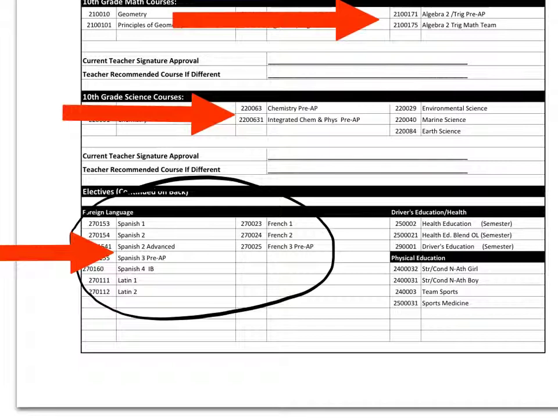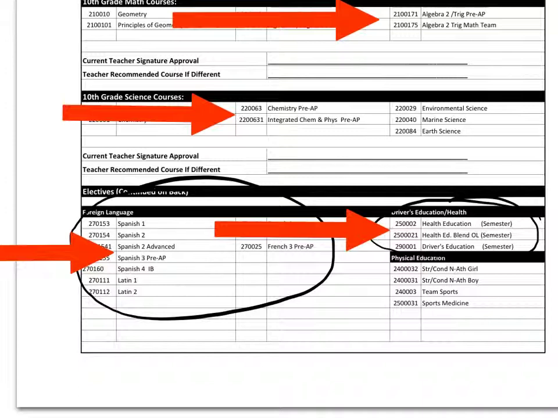The last thing on the front of this sheet that I want to talk to you about is your health requirements. To graduate from Hoover High School, you must take health. Health is required. Driver's Ed is a very good elective, and I recommend that everyone take it, and most sophomores pair one semester of health with one semester of driver's ed.